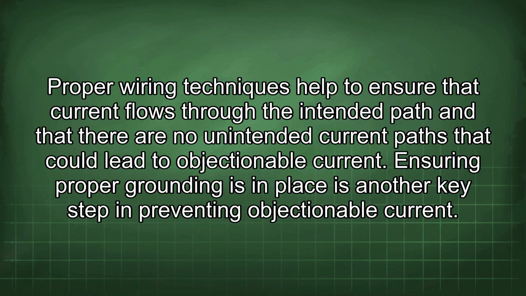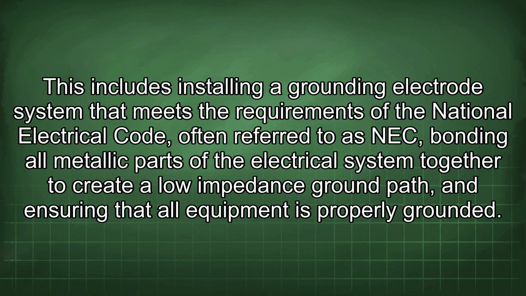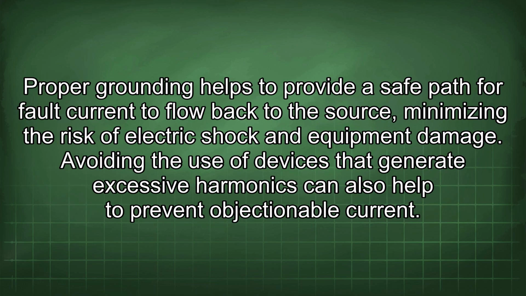Ensuring proper grounding is in place is another key step in preventing objectionable current. This includes installing a grounding electrode system that meets the requirements of the National Electrical Code, often referred to as NEC, bonding all metallic parts of the electrical system together to create a low impedance ground path, and ensuring that all equipment is properly grounded. Proper grounding helps to provide a safe path for fault current to flow back to the source, minimizing the risk of electric shock and equipment damage.